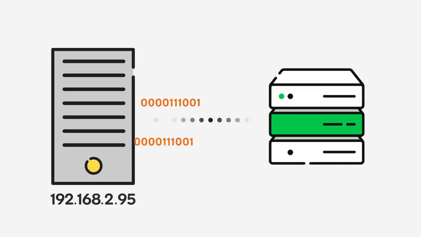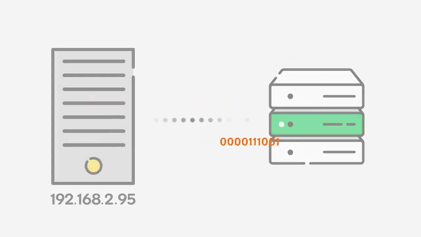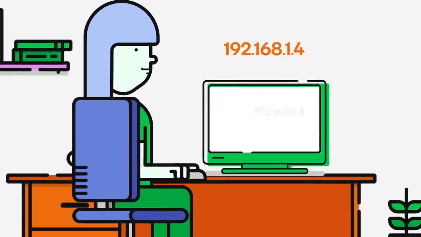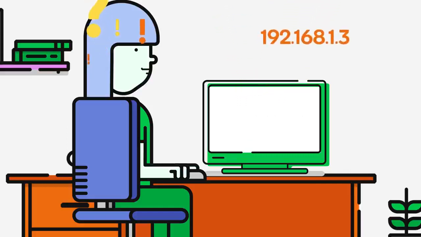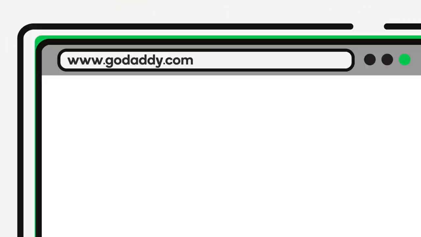Now, it's one thing for computers to communicate using strings of numbers, but imagine if we humans had to memorize these seemingly random number strings for every single website we wanted to find. Not very realistic, huh? Well, because of DNS, we don't have to. DNS translates the human-friendly domain names that we're comfortable using into the IP addresses that computers need to communicate with one another.